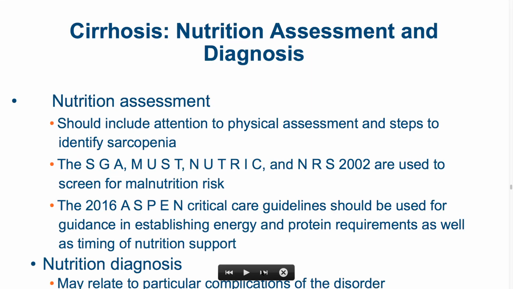Nutrition assessment should include attention to the physical assessment and steps to identify sarcopenia. The 2016 ASPEN Critical Care Guidelines should be used for guidance in establishing energy and protein requirements, as well as timing of nutrition support if needed. Nutrition diagnosis may be related to particular complications of the disorder.